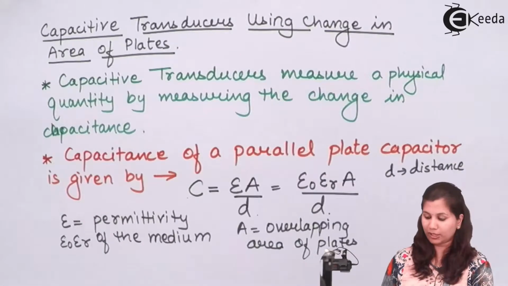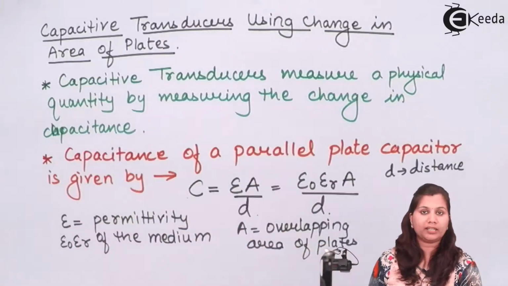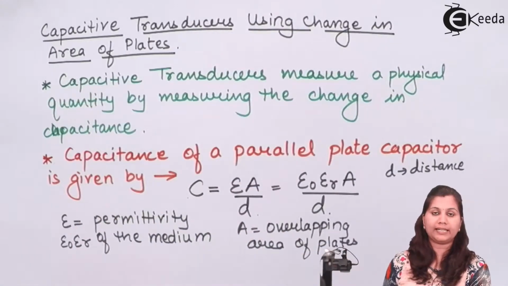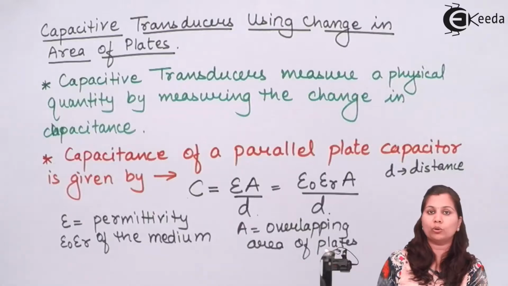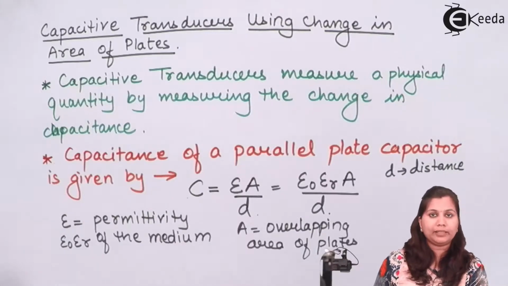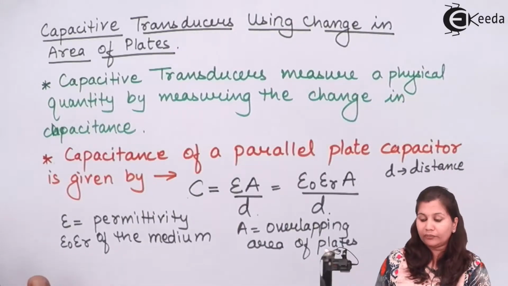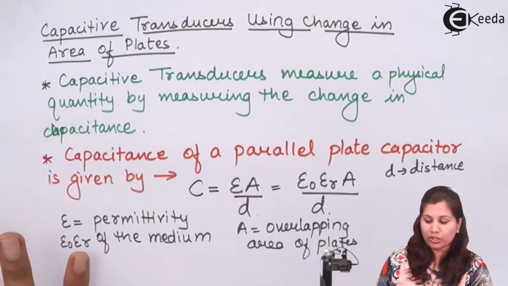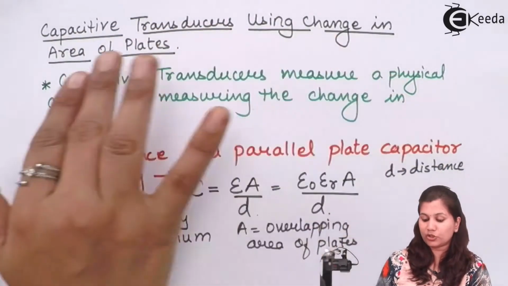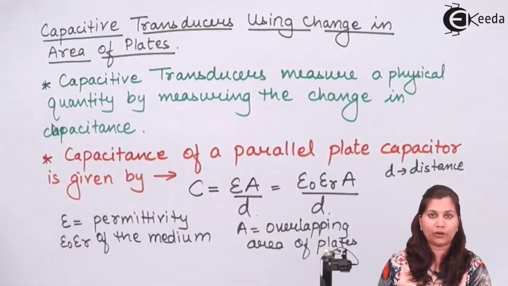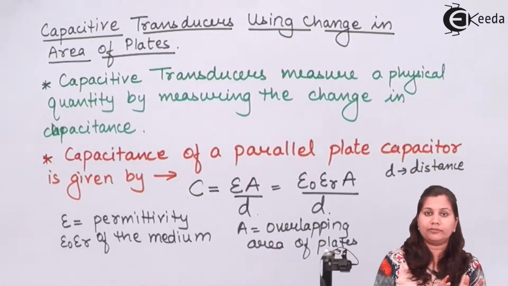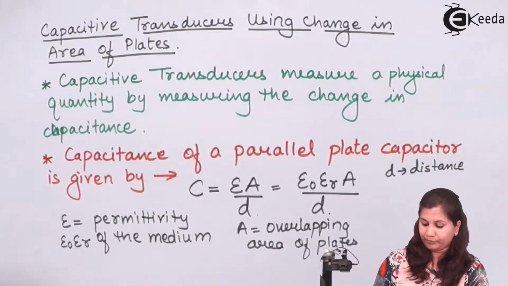and this principle is used by the capacitive transducers to measure various types of physical quantities like displacement, pressure, flow, level. All these can be measured. Now here we are going to study the capacitive transducers which are using the change in the overlapping area of the plates for measuring the physical quantities.